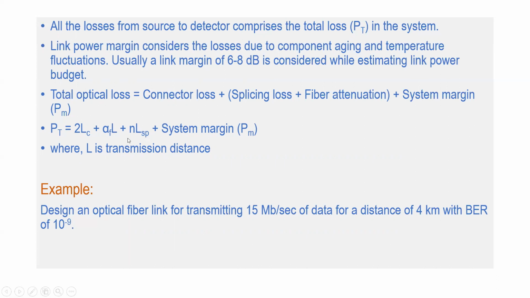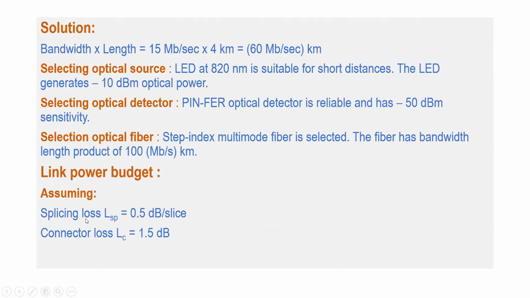Now in the question I have asked for an example. Let us consider an example. Design an optical fiber link for transmitting 15 MB per second. This is the data rate, for a distance of 4 kilometers with a bit error rate of 10 power minus 9. This is the bit error rate.